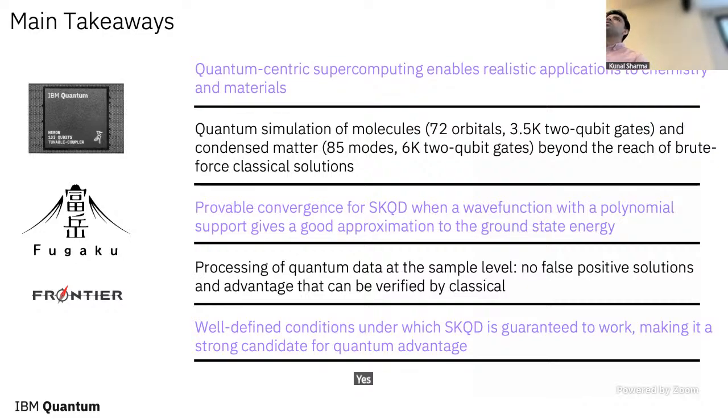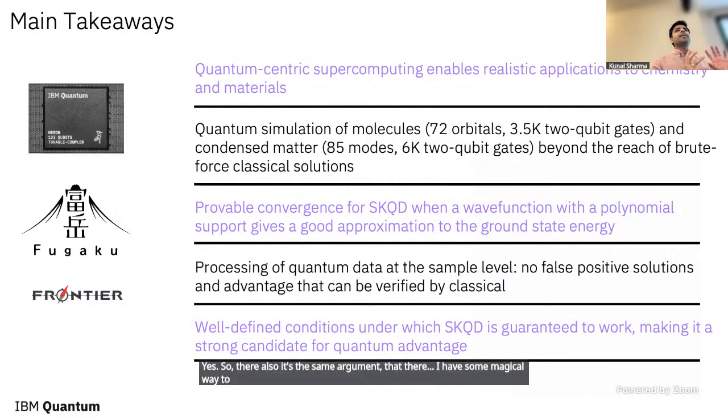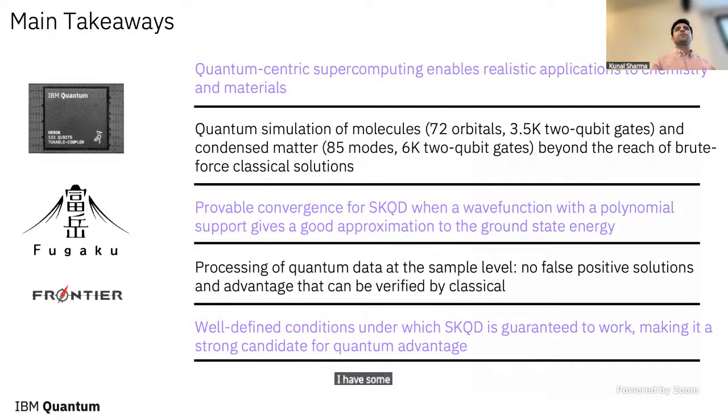Yes. So there also it's the same argument: I have some magical way to find good bit strings, I have some set of rules to find those. But then once I've found those bit strings, I diagonalize my Hamiltonian. So at the end of the day, it will be a wave function supported on 10 million bit strings, let's say.